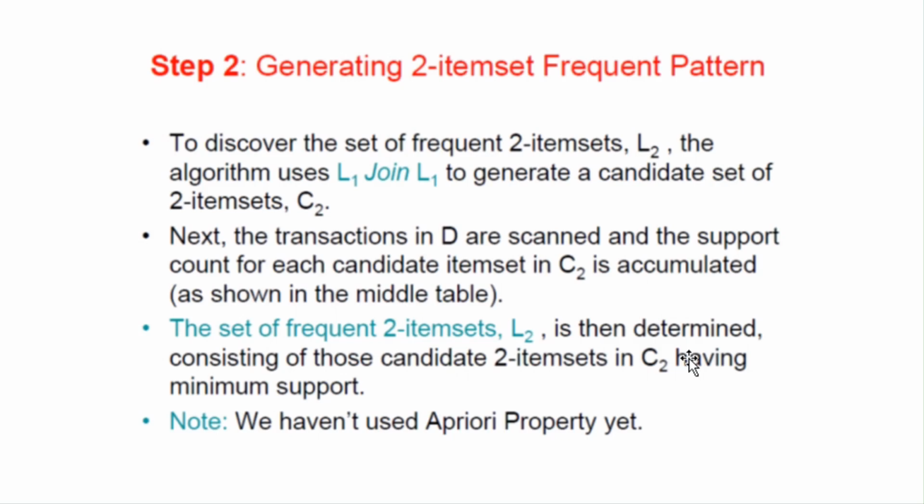Let us now look at what we have done in generating the 2 item sets. To discover the set of frequent 2 item sets L2, the algorithm uses L1 join L1, that is, a self join of the table of L1 to generate a candidate set of 2 item sets C2. After that, the transactions in D are scanned and the support count for each candidate item set in C2 is accumulated, as shown in the middle table of the previous slide. Then the set of frequent 2 item sets L2 is determined, consisting of those candidate 2 item sets in C2 having minimum support. The point to be noted here is that we haven't used the Apriori property yet.